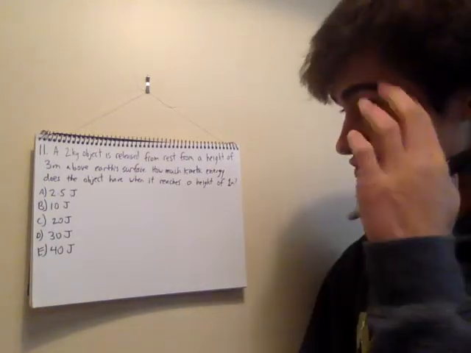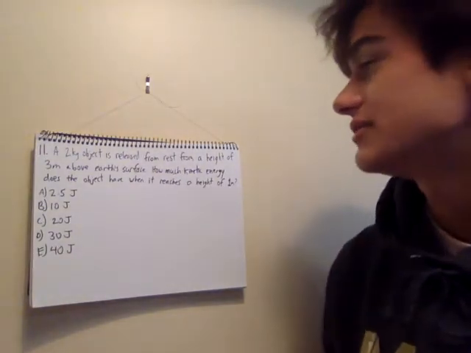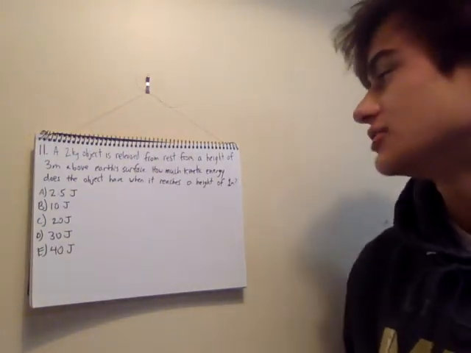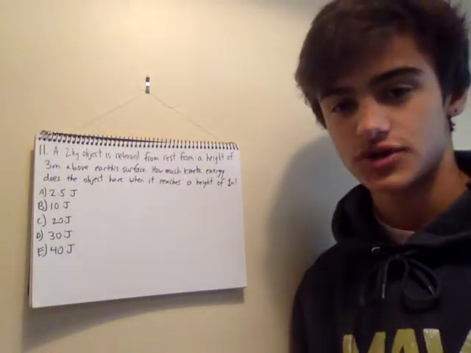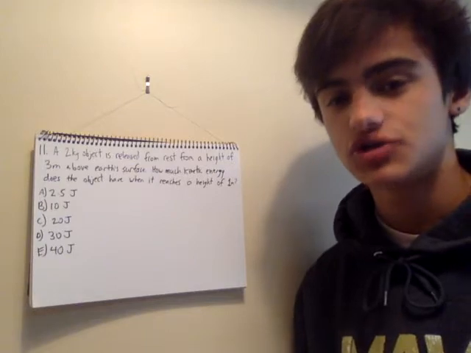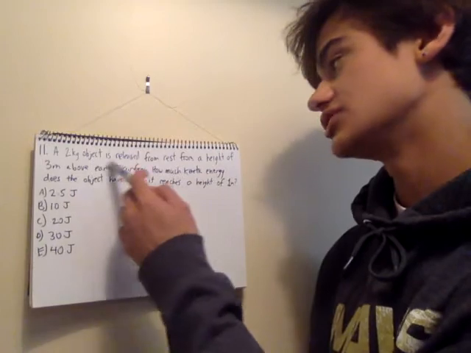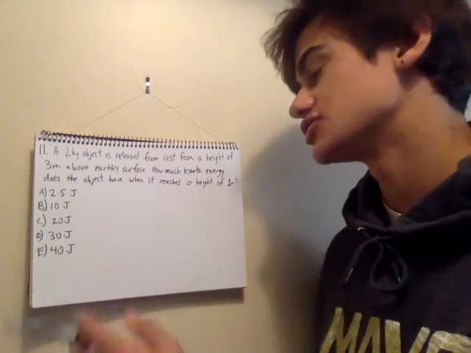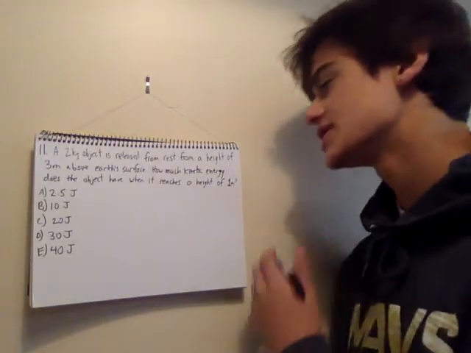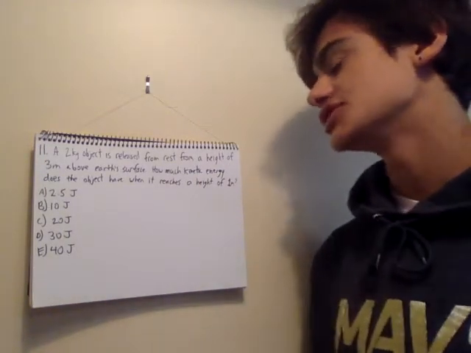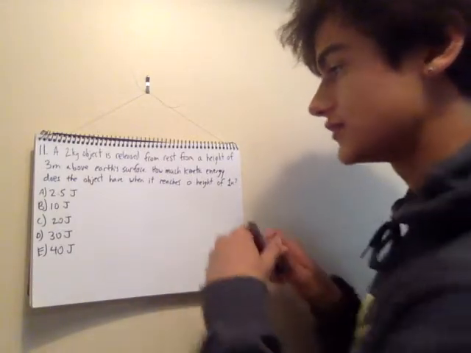So the question posed here is: a 2 kilogram object is released from rest from a height of 3 meters above Earth's surface. How much kinetic energy does the object have when it reaches a height of 1 meter? So we know we're dealing with energy equations. We have gravitational potential energy. It's released from rest from a height of 3 meters above Earth's surface. That tells us we're talking about gravitational potential energy. And then it explicitly asks how much kinetic energy it is going to have when it has reached a height of 1. So let's just write this out.